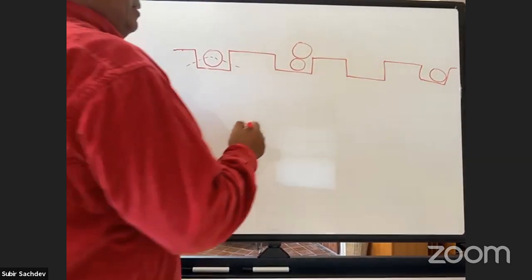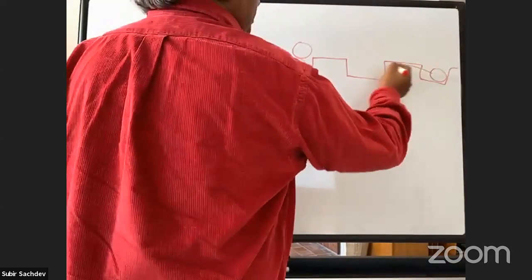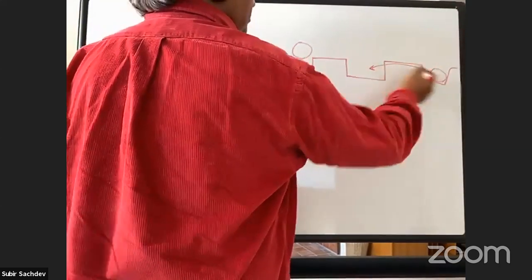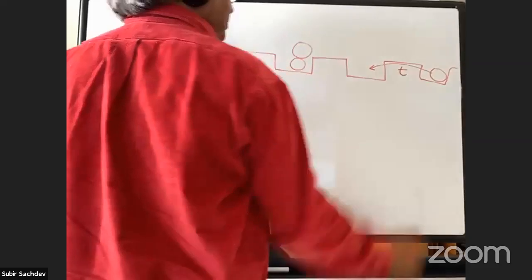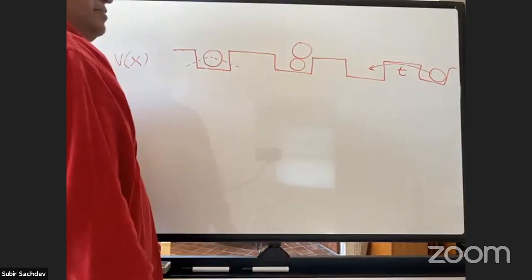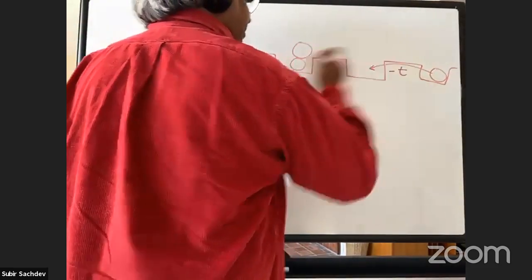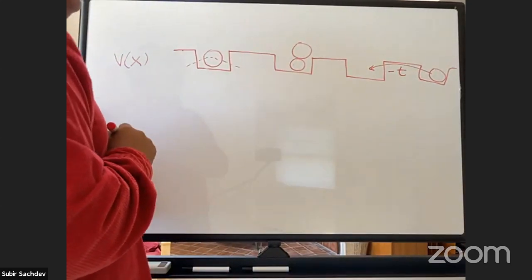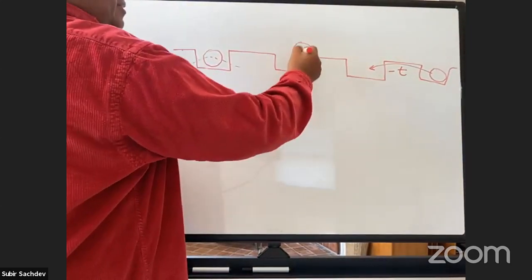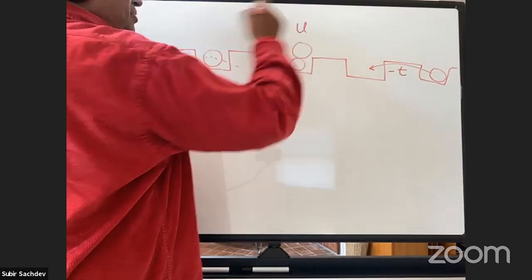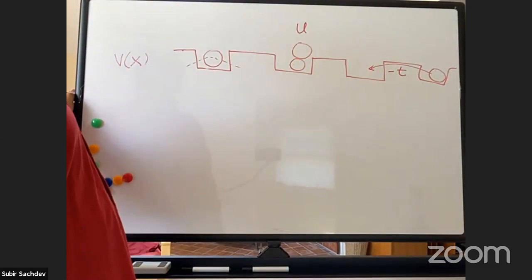So what can happen is that a boson can hop from here to there, that it can tunnel from there to there. That gives you some matrix element T. Usually you make that negative, so minus T. And then anytime you have two bosons on a given site, they cost you energy U.